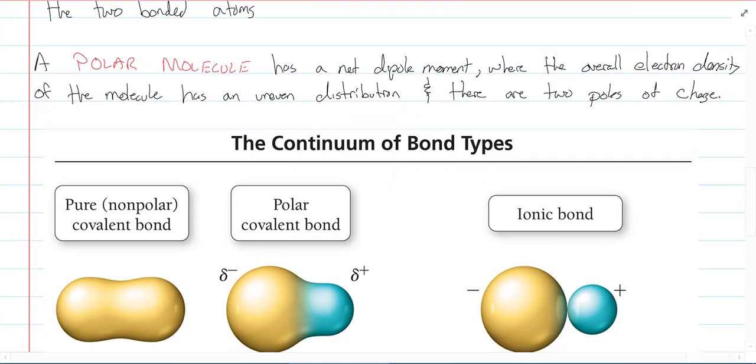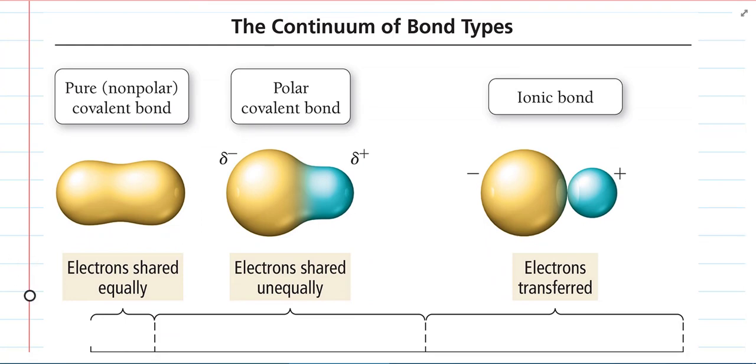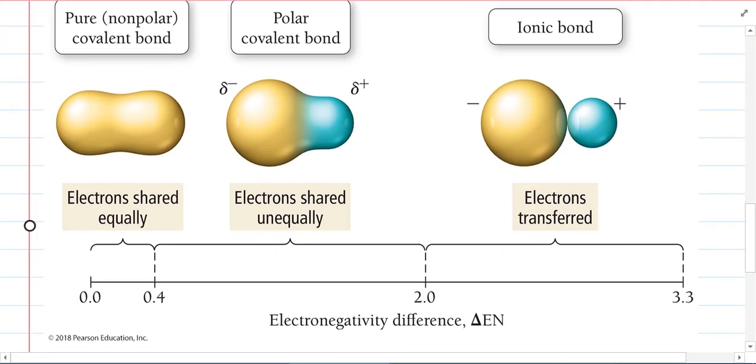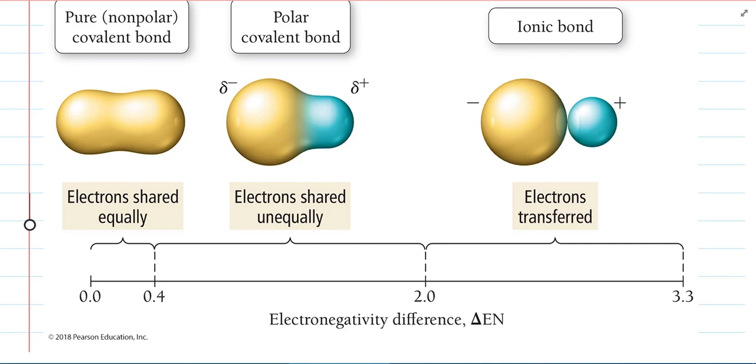Now let's talk about the bond types. In the continuum of bond types, we have pure covalent, or totally evenly shared, polar covalent, or unequally shared, and then ionic. And as you can see, it's a range. Just like speeding's a range. If I'm going 46 miles an hour in a 45 mile an hour zone, I'm technically speeding, barely. If I'm going 80 in a 45 mile an hour zone, I'm really speeding. So there's a difference there.